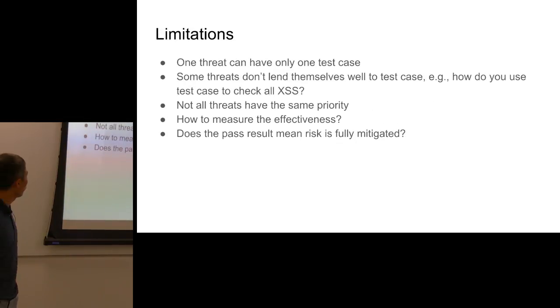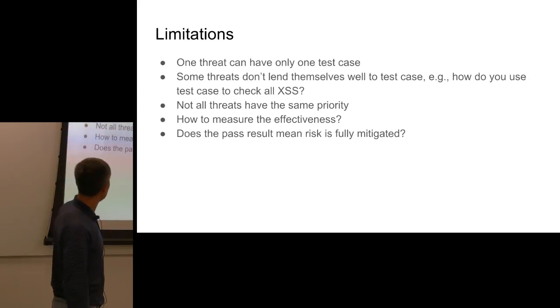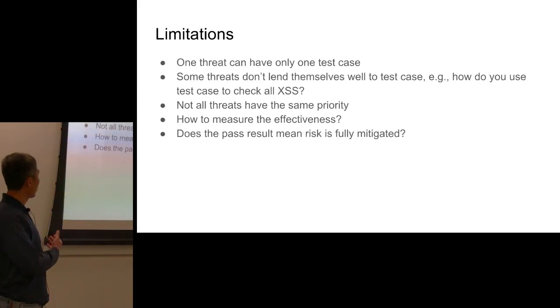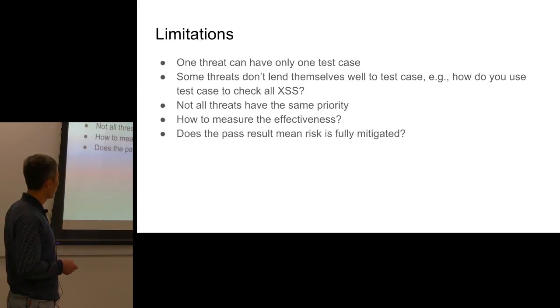There are a few limitations right now. The first one is that one thread can only have one test case. You can use the annotation both on the method and class, so that's one way to get around it. And some threads don't lend themselves well to test cases. It's kind of positive requirements.